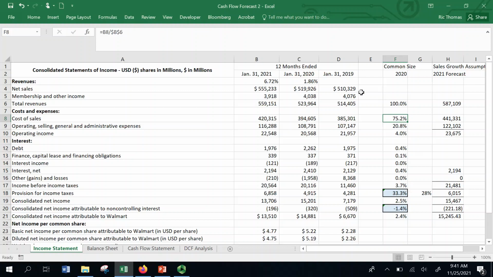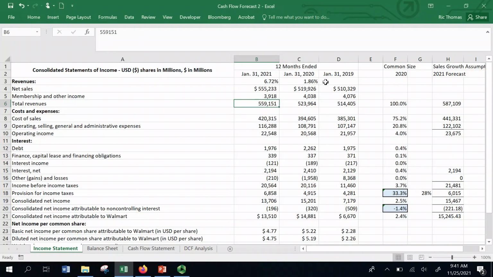So the most important thing to do when you're forecasting out income statements is to forecast next year's sales. What's next year's total revenue going to be? Because once I figure that number out, then I can hold a lot of these ratios constant and project out next year's income relatively quickly.